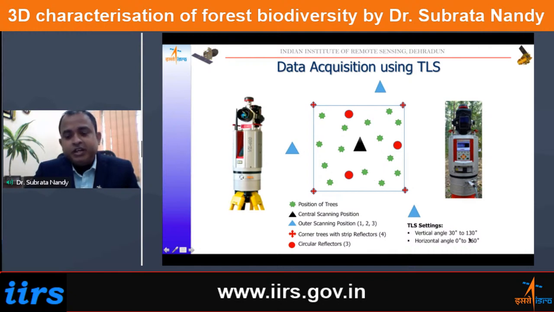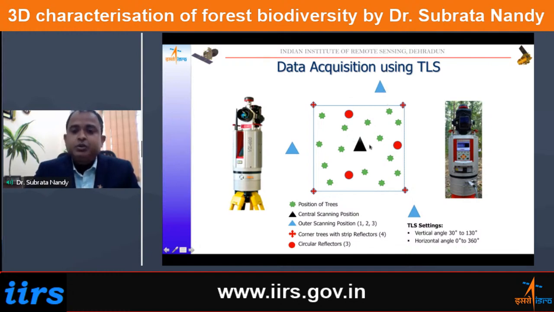So this vertical angle is 30 degrees by 130 degrees, so I miss the top of the tree. That means when there are more trees in an area, I have to have more scanners. So the number of scans depends on the density of the forest where you are working, and the position also depends.